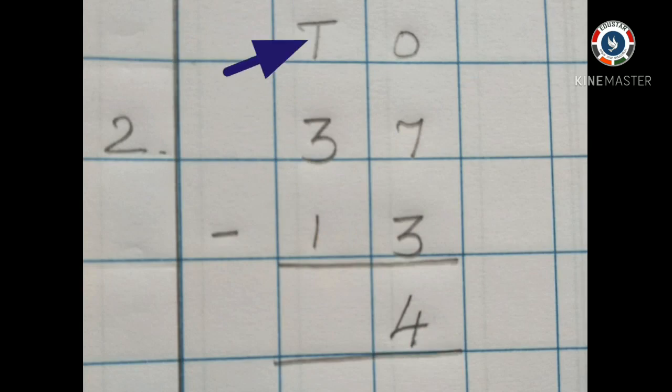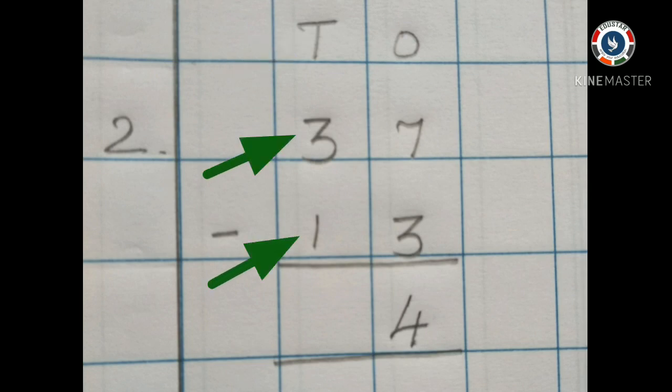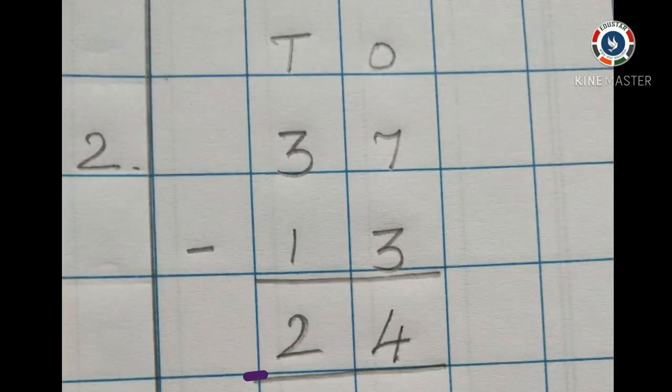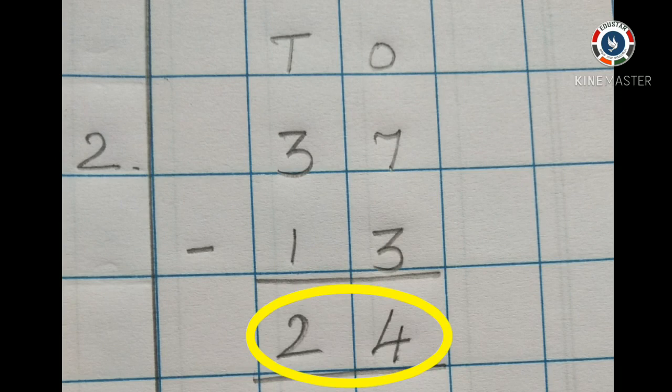Next see the tens place. We have 3 and 1 in tens place. If we subtract 3 and 1, we'll get the answer as 2. Cuties, check whether ma'am's answer is correct. So the difference between 37 and 13 is 24.